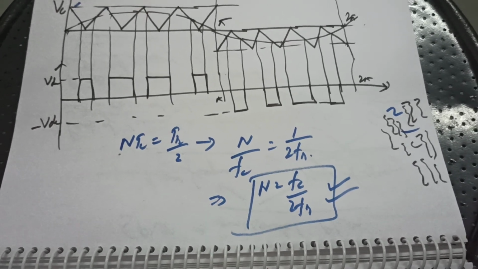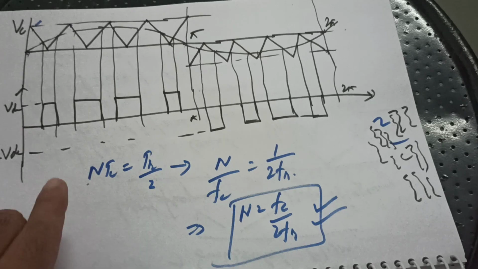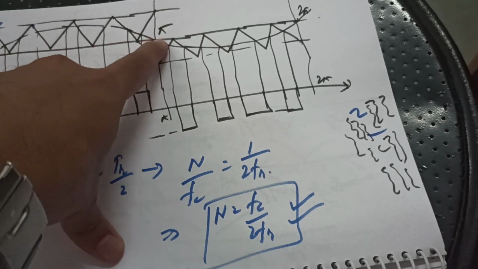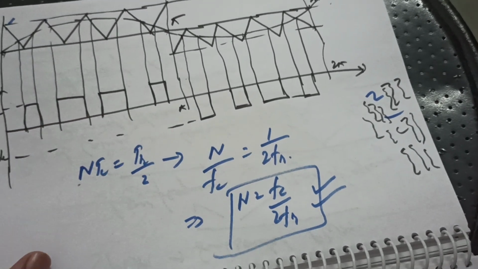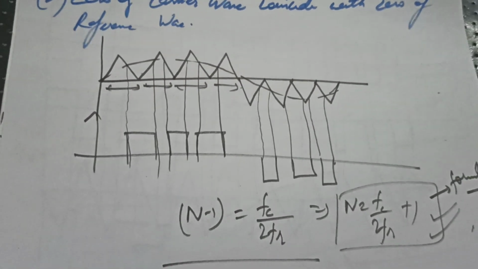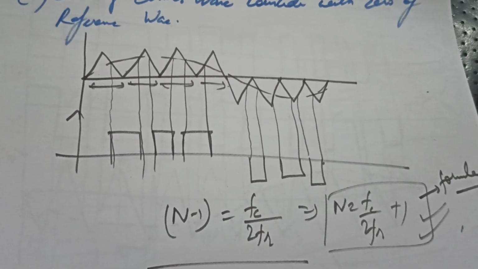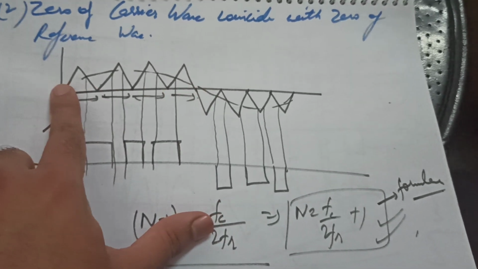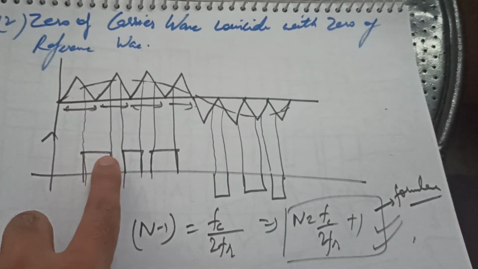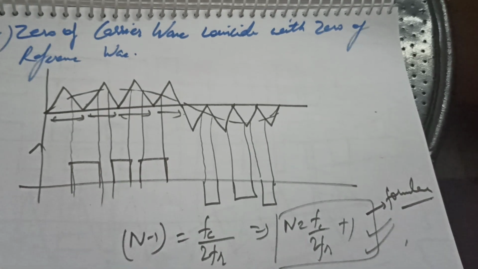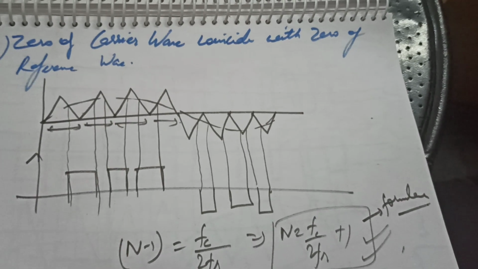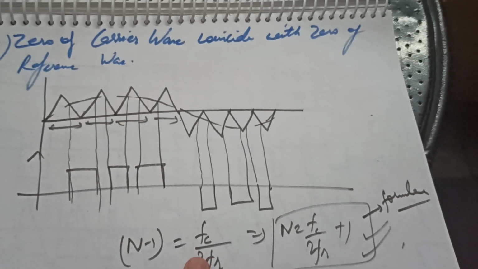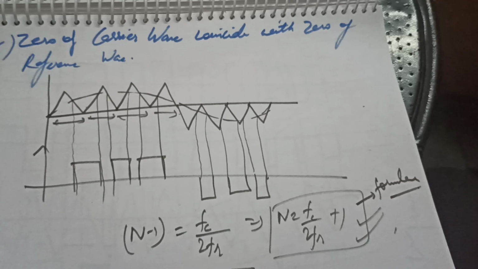I had already explained the method. The method was that n times Tc, 1, 2, 3, half, half. So this is 4 times. 4 pulses are there. 4 times Tc is equal to Tr by 2. This is it. Here I can say that this is again Tr by 2. But how many pulses are coming? n minus 1. 3 pulses are there. So n minus 1 into Tr by 2 should be equal to Fc for proper synchronization. Is it clear or not?